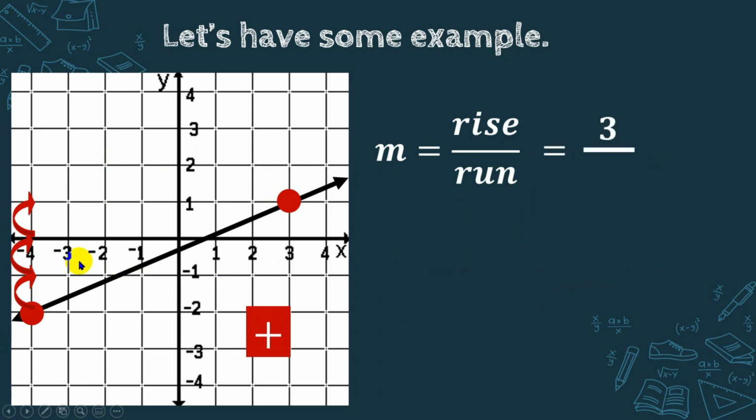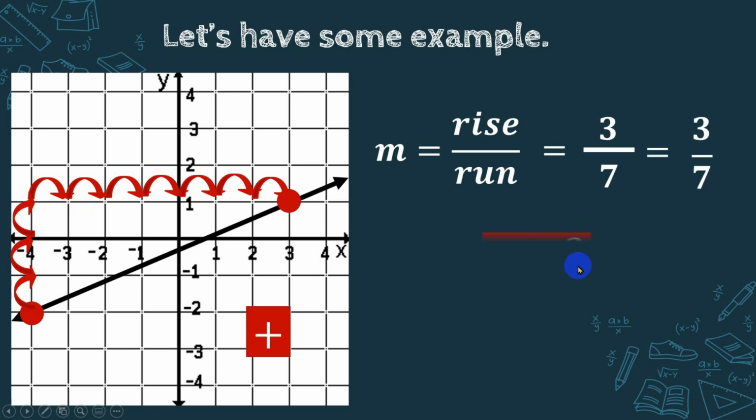How about the run? Papunta tayo sa kanan. So, expect natin positive po yun. So, ito yung pattern natin, yung x-axis. From this point, papunta doon, ilang unit? 1, 2, 3, 4, 5, 6, 7 units. Kaya po yung ating slope for this example is 3 over 7. Again, the slope m is 3 over 7 for this example.